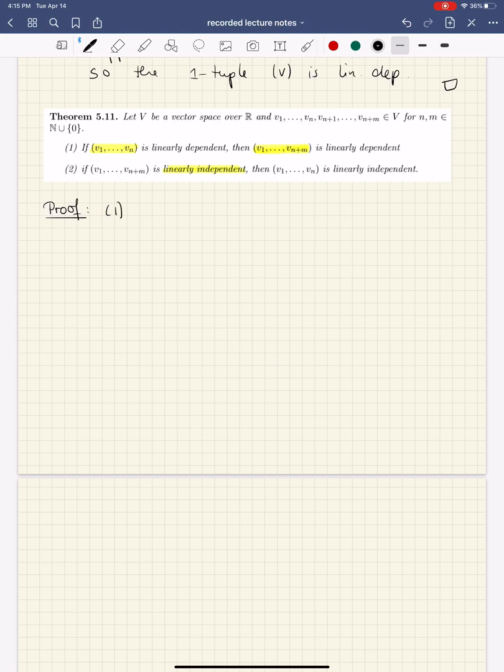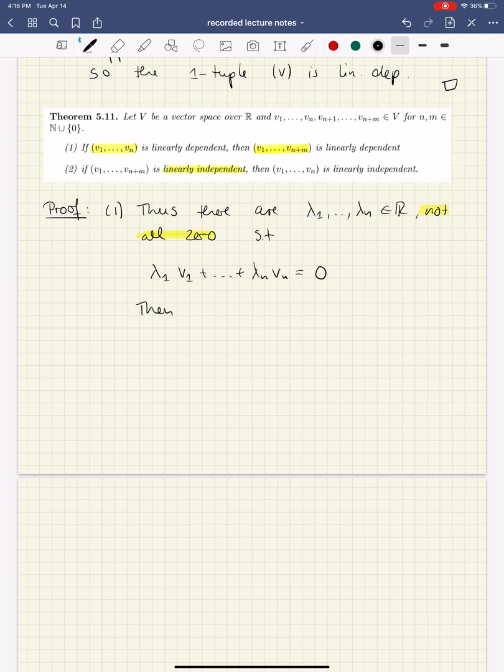So suppose V1 through Vn is linearly dependent. Thus, there are lambda 1 through lambda n in R, not all 0, so this is important, I'm going to mark this, not all 0, such that lambda 1 V1 plus ... plus lambda n Vn is equal to 0.